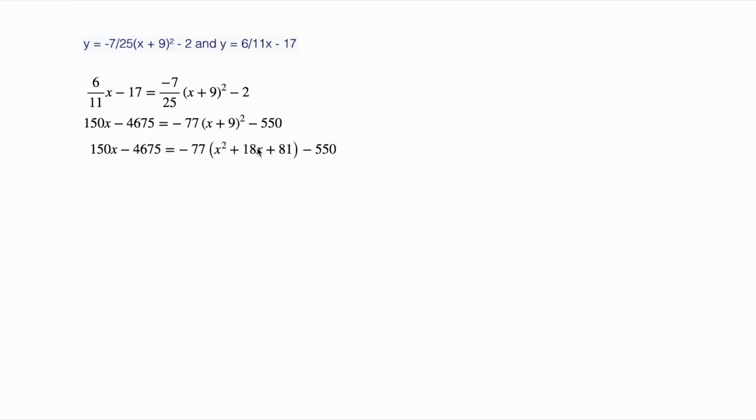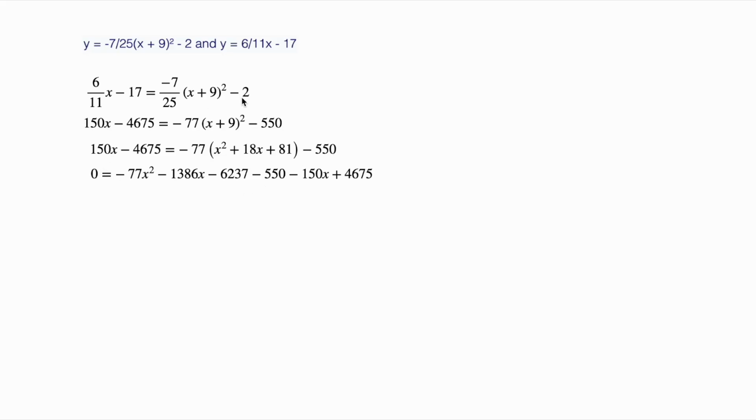Square the x plus 9. That gives me x squared plus 18x plus 81. Square the first term, 2 times the first times the last, square the last term. Then I'm going to multiply everything inside the bracket by negative 77. And that gives me negative 77x squared minus 1,386x minus 6,237, then minus the 550.